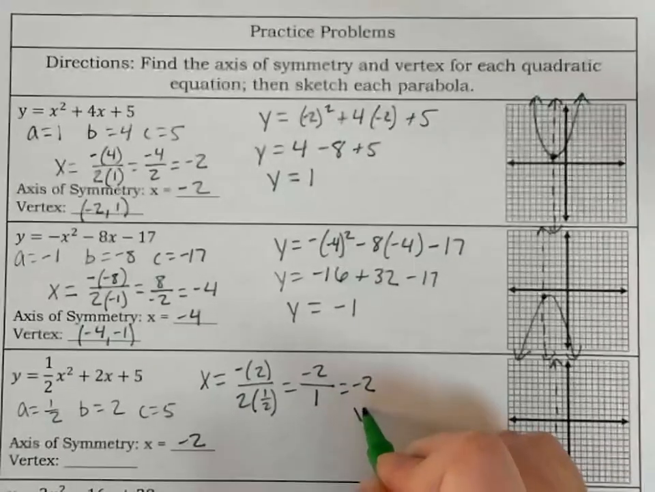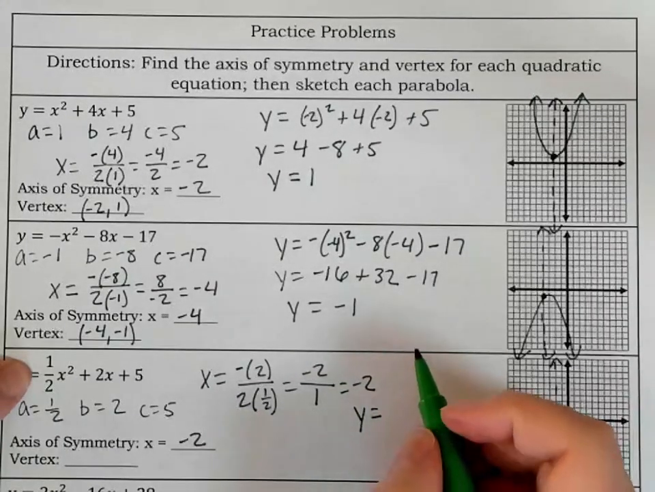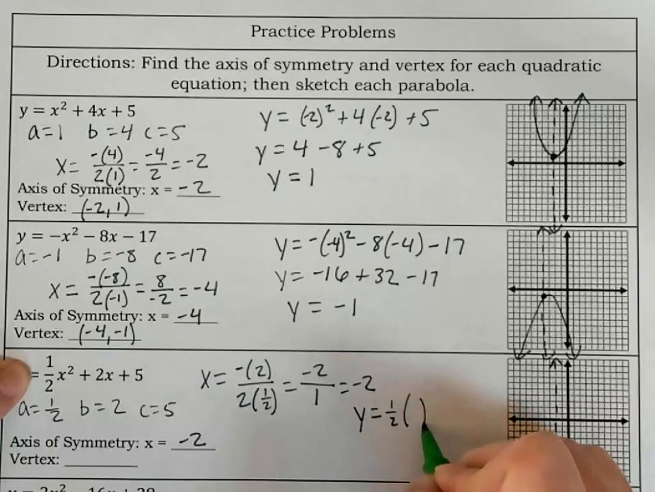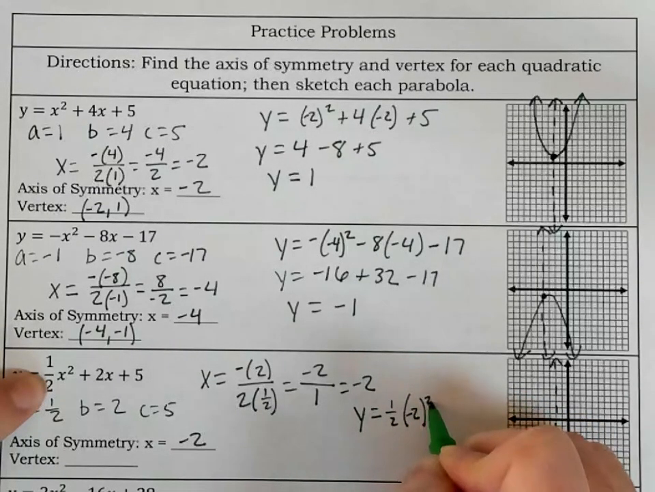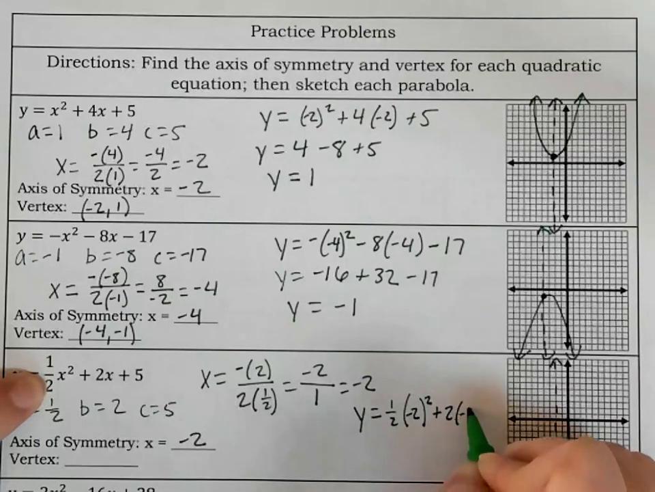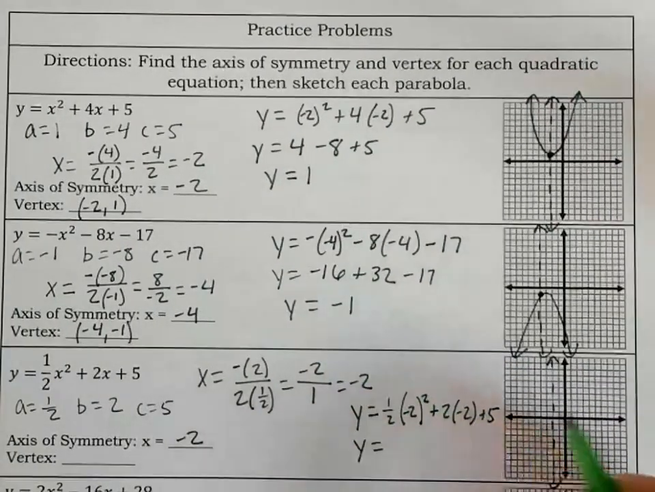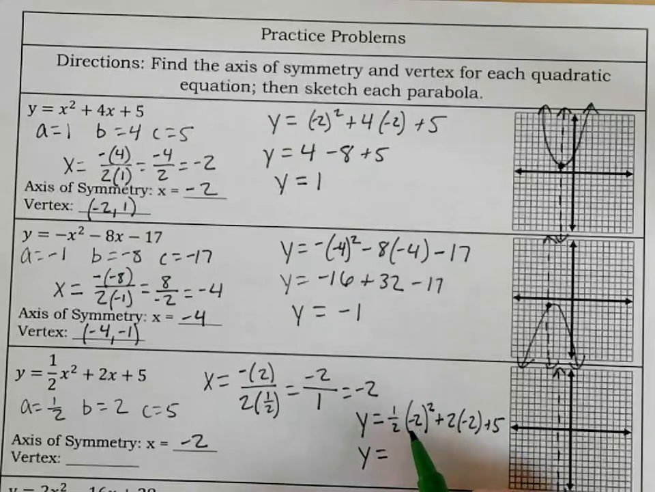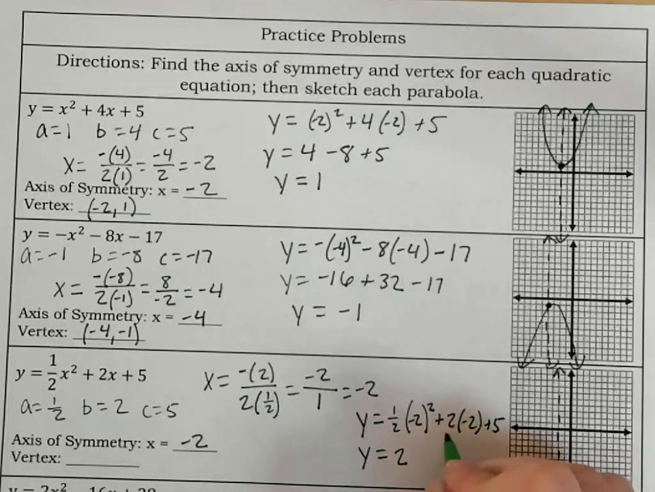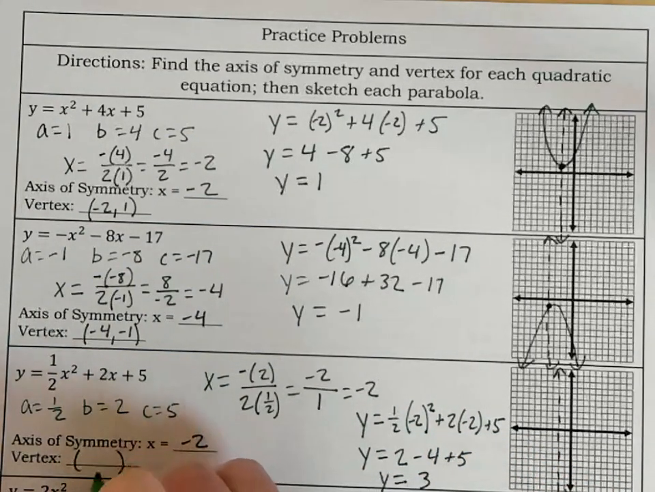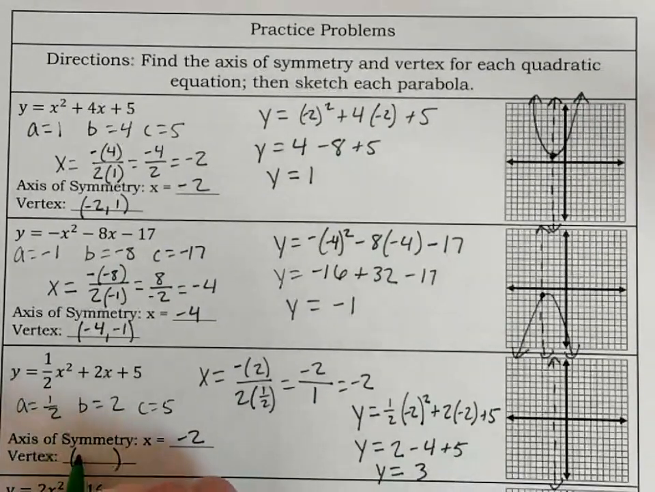So I'm going to plug this in. So y is equal to, and here's my equation, 1/2 times x, which in this case is negative 2, squared, plus 2 times negative 2 plus 5. And now when I plug all of this in, I end up with negative 2 squared is 4. 4 times 1/2 is 2. 2 times negative 2 is negative 4 plus 5. And when we simplify that, we end up with 3. So my vertex here is x value of negative 2, y value of 3.